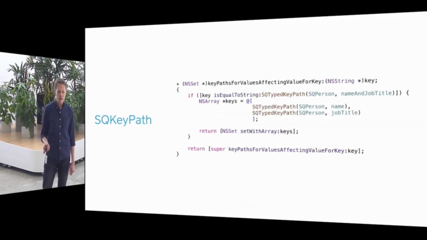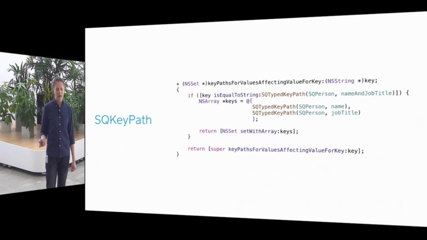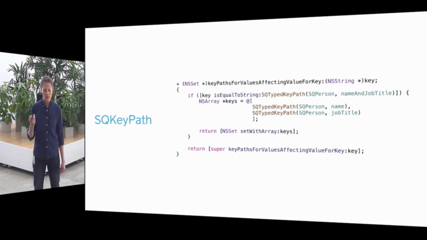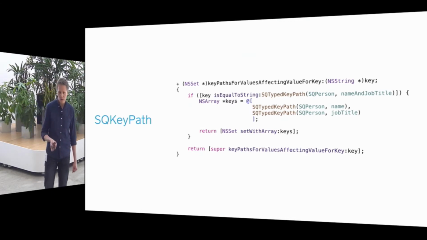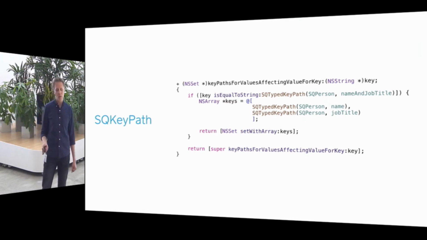Another place where this is very useful is for the keypaths for values affecting series of APIs. Instead of relying on keypaths for values affecting name and job title existing, you can use the version of the method that passes in all keypaths, and then you continue using SQTypedKeyPath within there. Again, anytime any of these keypaths go away or they're mistyped, you'll get a compile time warning, and it's much easier to track down bugs this way.